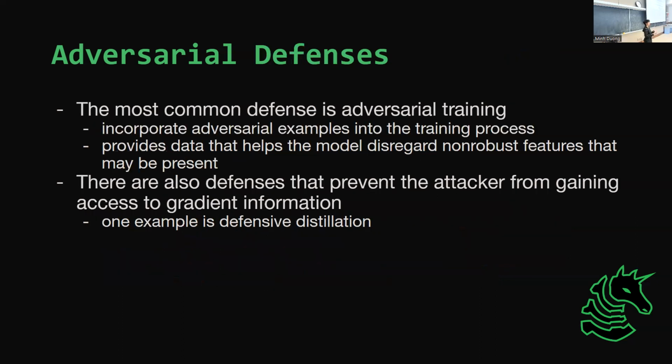Cool. So how do we defend against this, right? What's up? Oh, okay. How do we defend against this, right? These attacks exist. They might be scary depending on the models you're using. How do we defend against them? The most common defense is adversarial training. So you incorporate these adversarial examples into the training process, and try to have it disregard non-robust features, right?